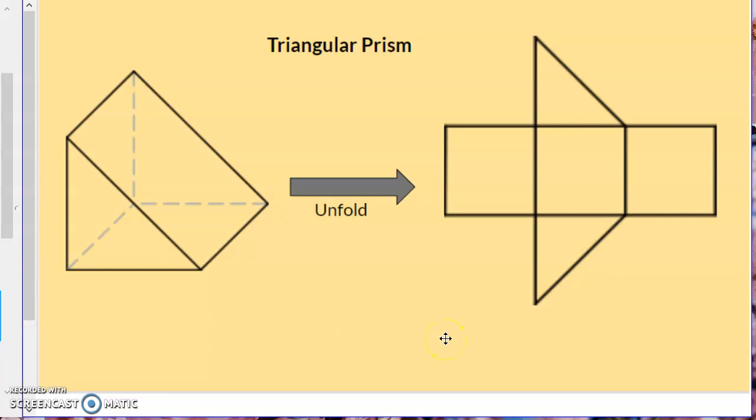Second shape we're going to talk about is the triangular prism. Now the triangular prism is a little bit different because it is made up of 3 different sized rectangles. So we're going to have to find the area of each of those rectangles separately because they're not typically the same. But then we do have triangles here, and those 2 triangles are the exact same measure.